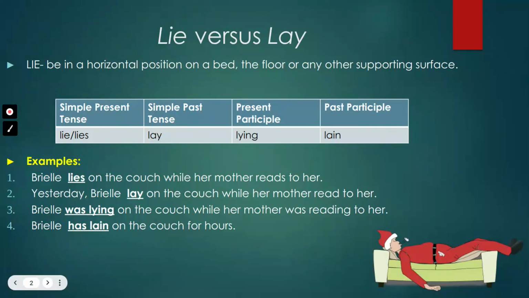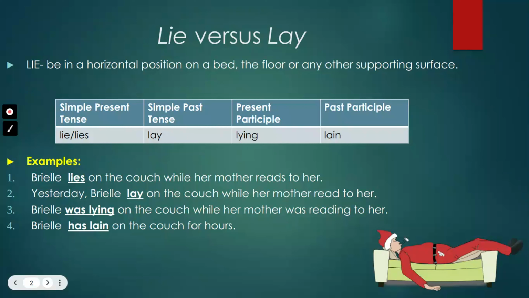Now, it is very common for people to make mistakes in their use of the simple present tense and the simple past tense forms of this verb. So, it is common, for example, to hear somebody say something like, when I get home on afternoons, I lay on the couch before I do my homework. Now, this is incorrect.